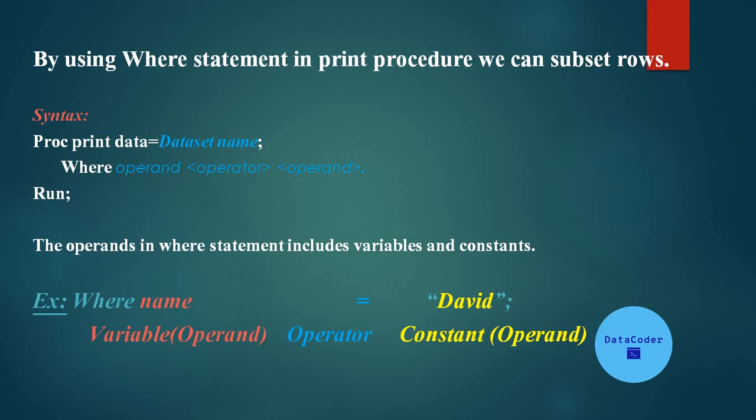Here is an example of a where statement: where name equal to David. Here name is a variable operand and David is a constant operand, and the equal to is the operator. Let's check some operators in the where statement.